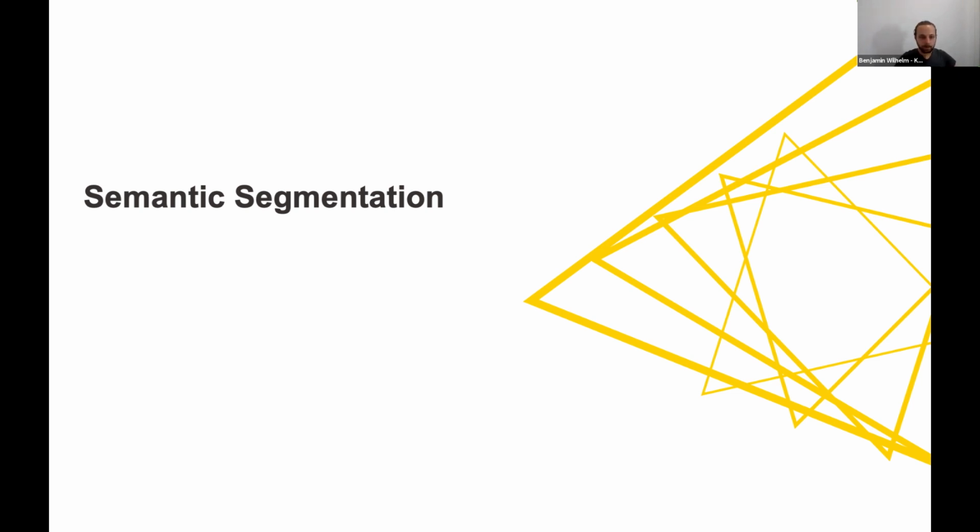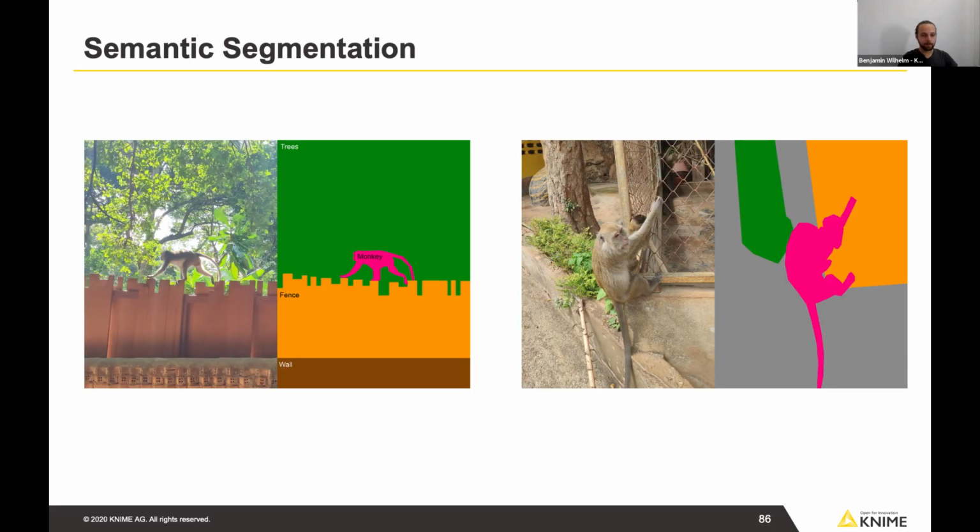So what does semantic segmentation mean? It means assigning each pixel of an image a class. Here you can see an image with basically 4 classes. So we have some pixels that are trees, so they get the class tree. We have some monkey pixels, some fence pixels, and so on. So we segment the image and assign each pixel a class.